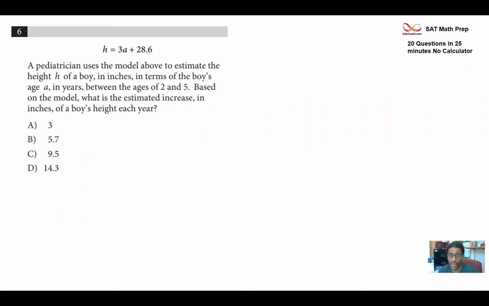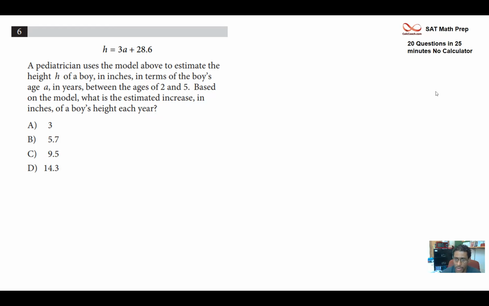Okay, here we go with another 5 questions. This is questions 6 through 10 from a 20 question, 25-minute no calculator section. All right, first up we have an equation, and it's supposed to model the height of a boy in inches in terms of the boy's age in years, but it's only good for ages 2 to 5.